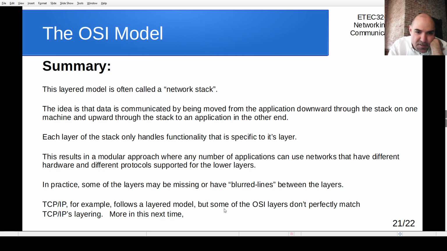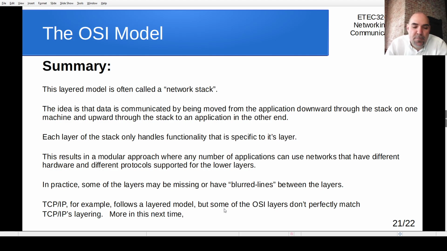So the idea is that data is communicated by being moved from the application downward through the stack on one machine. In other words, you start at the application, which makes the function calls necessary to put data into the network, and the data will travel down through the stack, eventually ending up on the wires. It will travel across the wire to the other end, and then through the corresponding stack on the other end, the data will pass back up to the application.